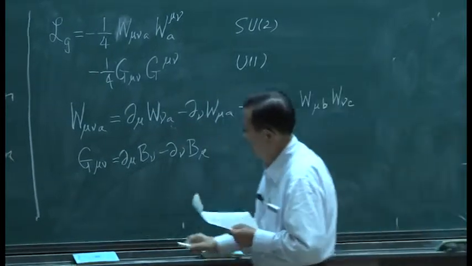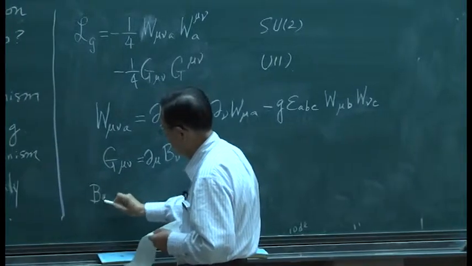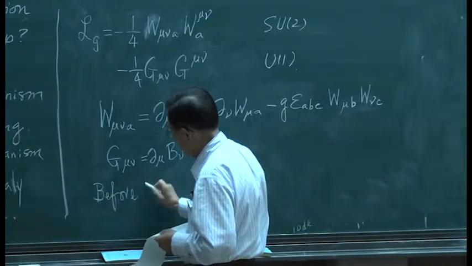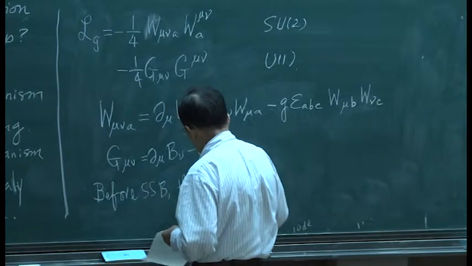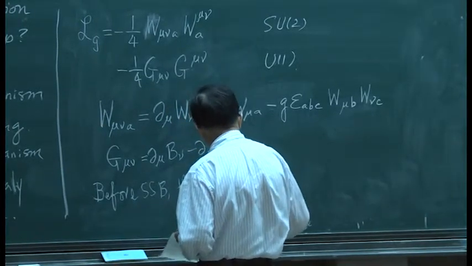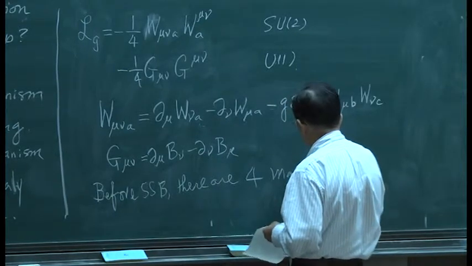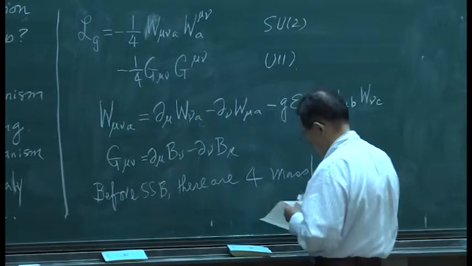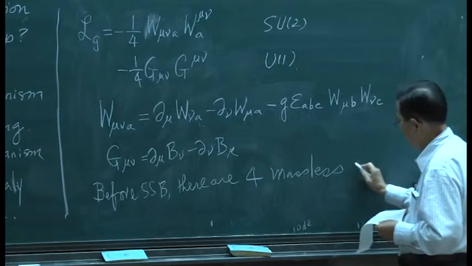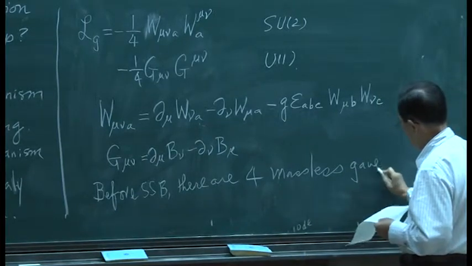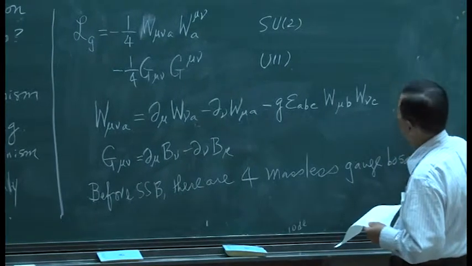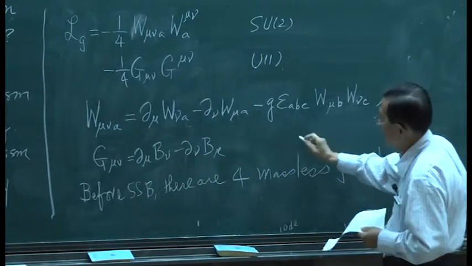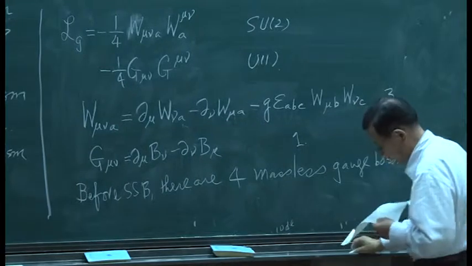So before the symmetry breaking, there are 4 massless gauge bosons. Here we have 3, and here's 1, right?